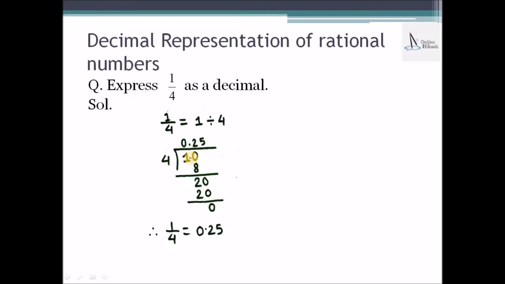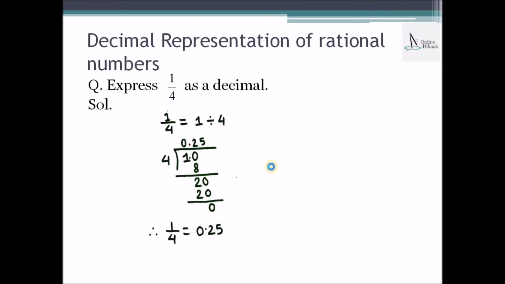So what we'll do, we will place a point here. That point will bring a 0 at the back of this 1. That means 1 will now change to 10. So 4 2s are 8. From 10 minus 8 is what? 2. Now since we have already put the point in the quotient, one more 0 will be placed after the 2. Now 20. Okay, 4 5s are 20. So in this way, we have got 1 by 4 is equal to 0.25.